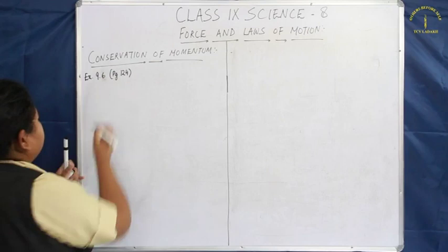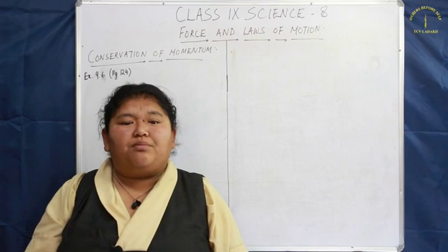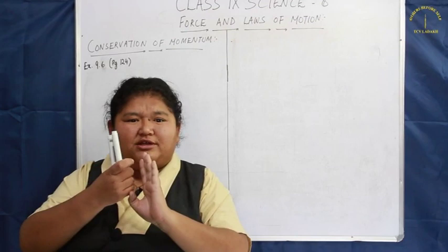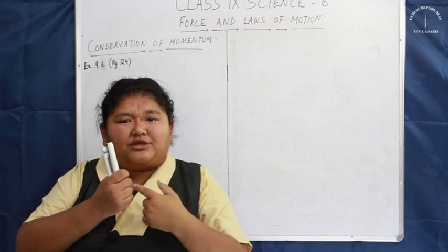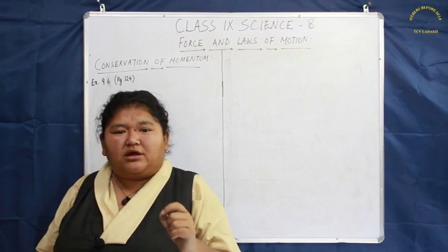In example 9.6, we were talking about recoil velocity of a gun, based on Newton's third law of motion, right? When the bullet is fired, force is applied on the trigger, and the bullet moves forwards. Whereas the reaction is that the gun itself moves backwards. That backward movement is the recoil velocity. So based on the recoil velocity of the gun, we have been given a condition.